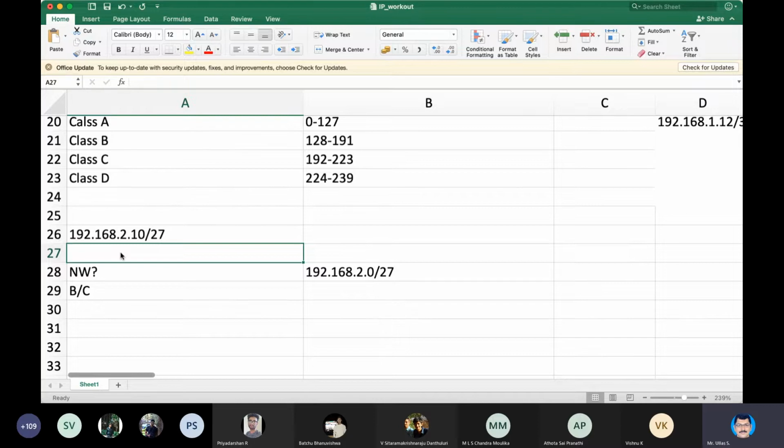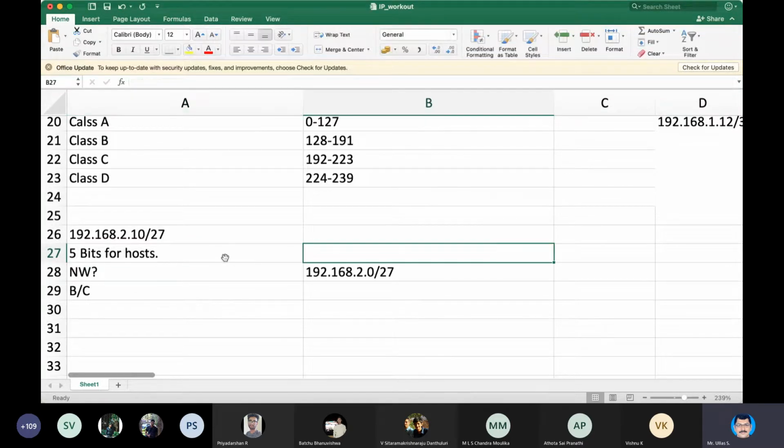I'll just quickly tell. When I say /27, the few points you have to quickly recollect: /27 means 5 bits I am leaving for host. How many bits am I leaving for host? 5 bits for host. When I say 5 bits for host, how many computers are possible in one? I'm straight away trying to give you the easiest way, the direct calculation.